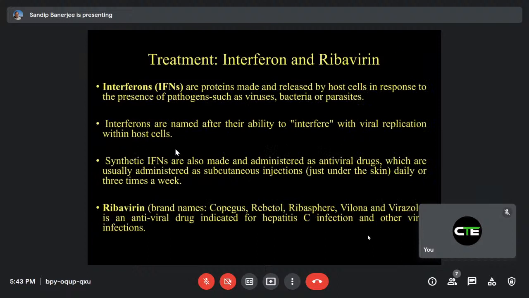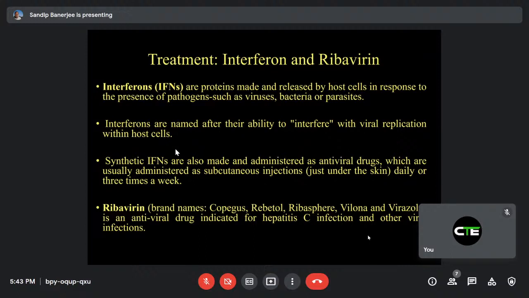So if you want to model that, you need to know a bit of background, that there are two drugs which are available. One is interferon, another is ribavirin. Interferon is also available in your body, and at the same time it is also produced synthetically, as a drug. And there is the ribavirin drug, whose brand name is Copegus or Ribitol. It is also available in the market.